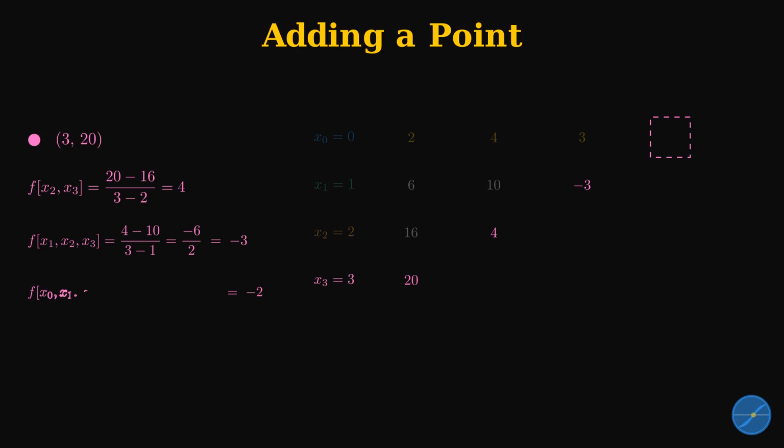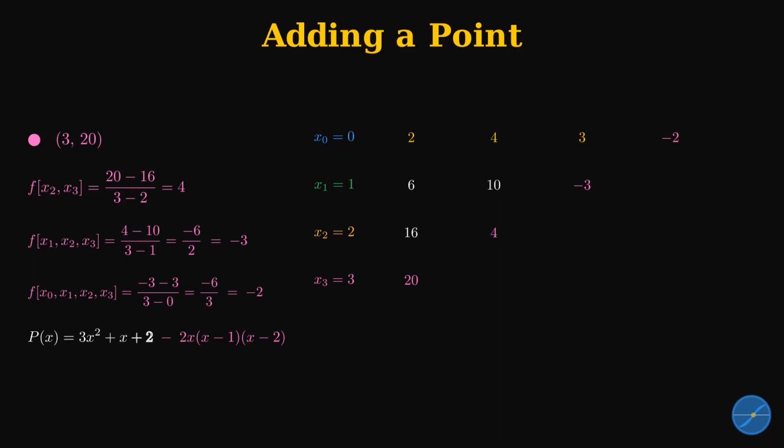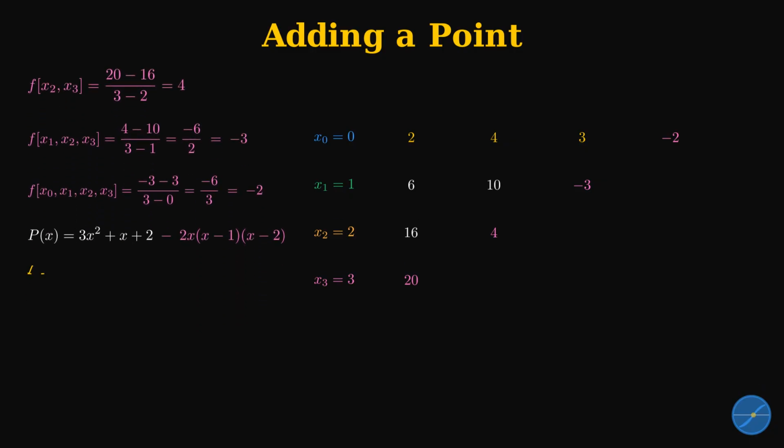And the new top entry. Minus 3 over 3 minus 0. Minus 6 over 3. That is minus 2. That minus 2 is the only new number we need. Everything else we keep. So the polynomial just gains one term. Minus 2 times x minus 1 times x minus 2. This is what we said earlier. Add a point, add a term, nothing thrown away.